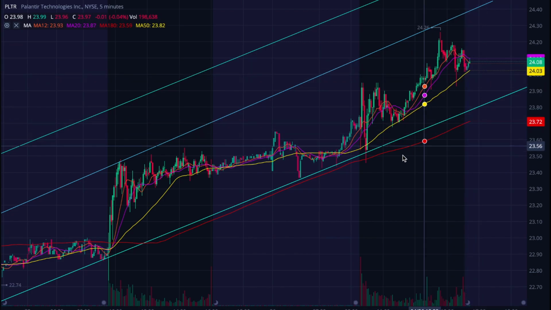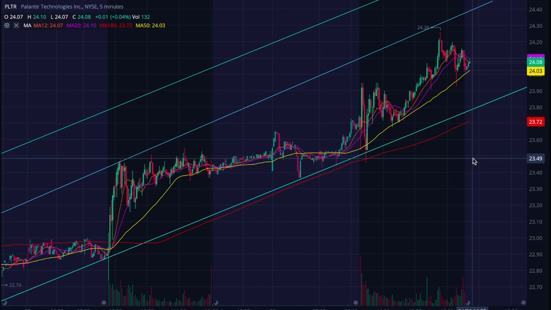There is good distance between the red, which is the 180, the longer term support line, and the price action right now. And the nice thing about the red too is it is basically following the bottom bound of the channel. So the nice thing there could be if it does come down to test the bottom of the channel, it could not only have channel support, but it could also have longer term trend support, bouncing off the 180, simultaneously bouncing off the bottom bound of the channel itself.